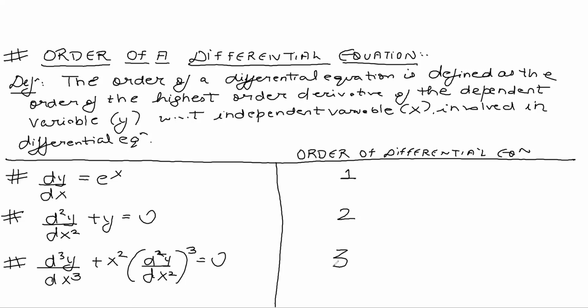So basically you need to look at the derivative. The highest order of the derivative will be the order of the differential equation. So first equation, what is the highest order of the derivative? 1. So what is the order of the differential equation? 1. Second equation, what is the highest order of the derivative? 2. So what is the order of the differential equation? 2. Third equation, what is the highest order of the derivative? 3. So what is the order of the differential equation? 3. So I hope all students have understood the concept of order of a differential equation.